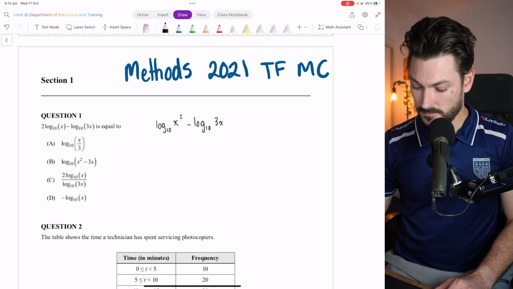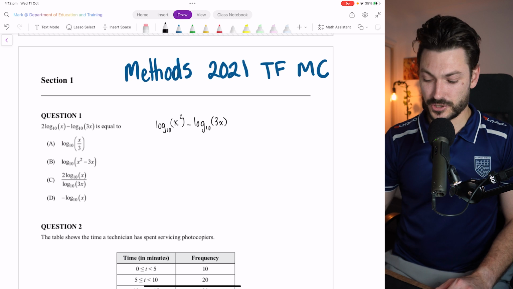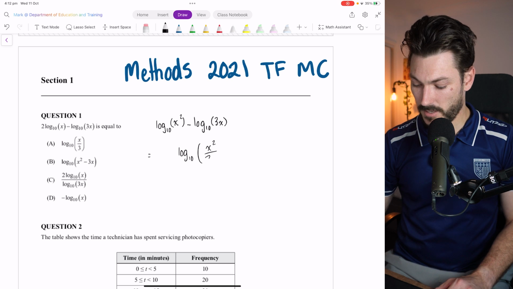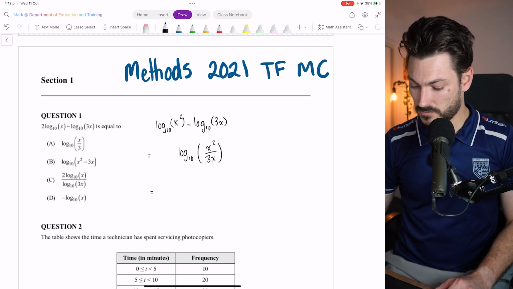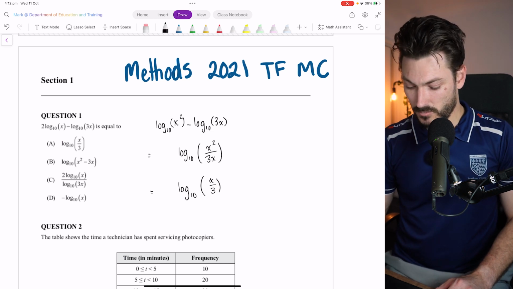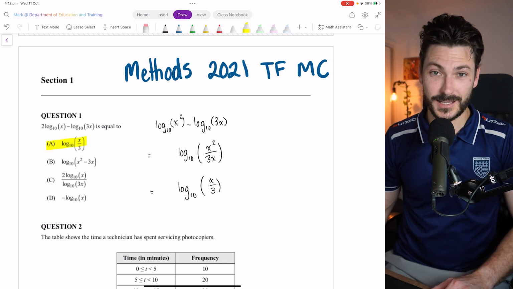3x. Okay, so now that I've got that set up, now I can do the log law where I have this subtraction, and that's going to be log base 10 of x squared over 3x, which will simplify to log base 10 of the x's cancel. So I've just got x on 3, which is going to be a. Question 1 done. Let's move on.